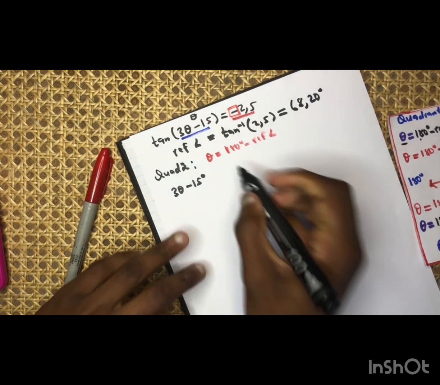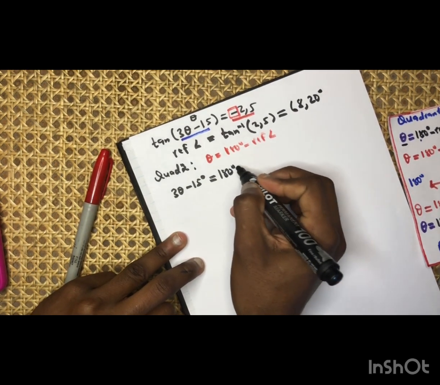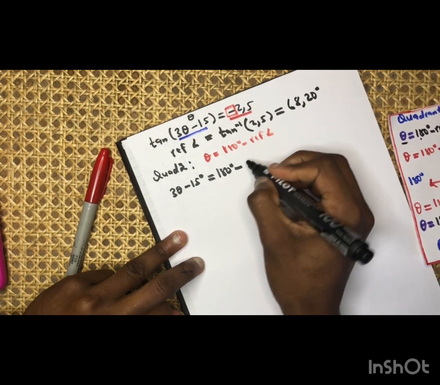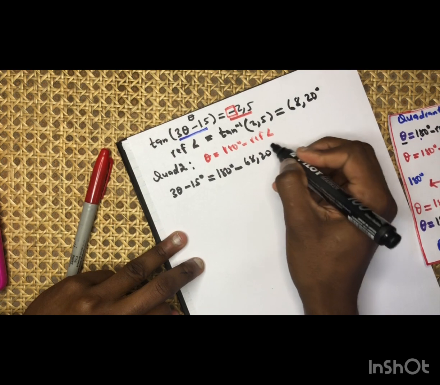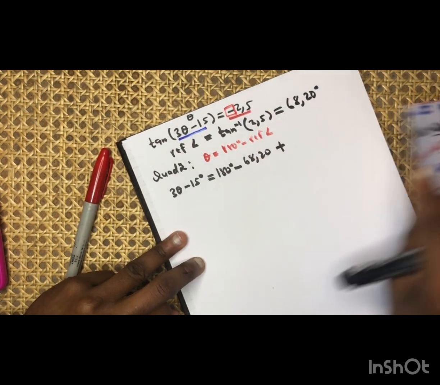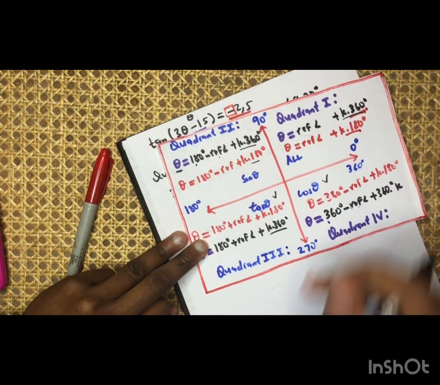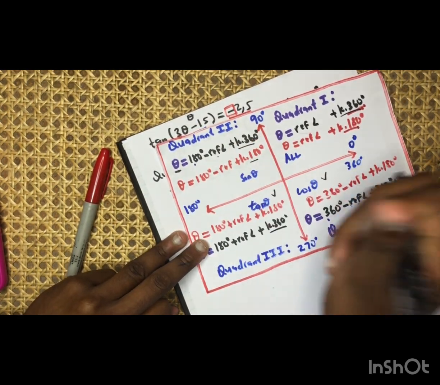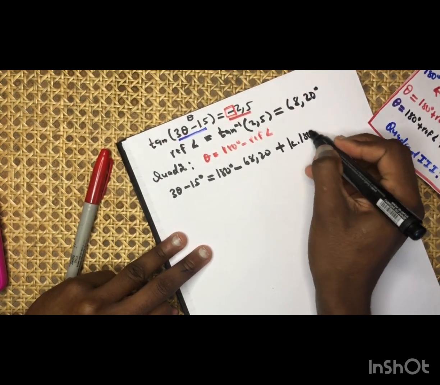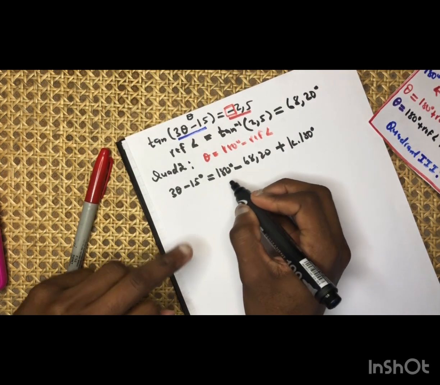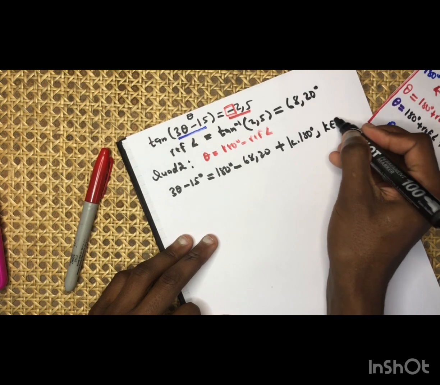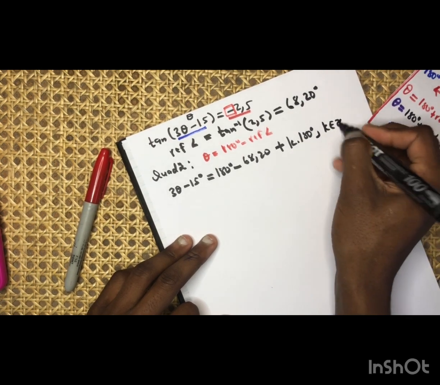So we're going to say equals 180 degrees minus your reference angle. So your reference angle is 68,20 plus the period. Since we're dealing with tan, guys, we said for tan we're going to use 180 degrees, but if your teacher uses 360, it's fine, you can use 360. So it's k times 180 degrees, where k is an element of integers.